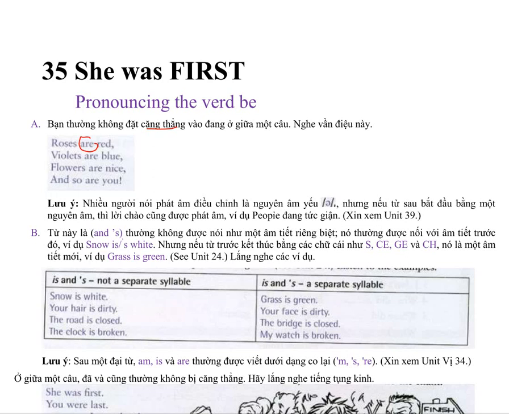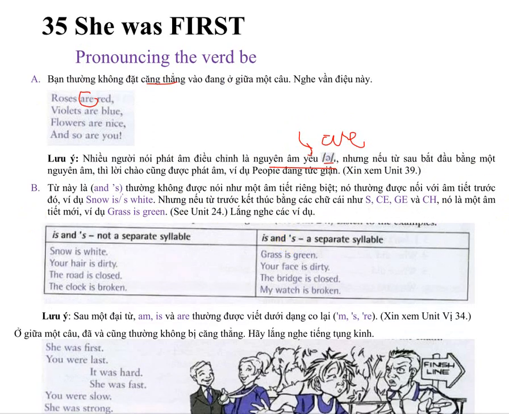Đa số là chữ A, người nước ngoài họ nói thành chữ ơ luôn các bạn. A thành ơ, nhẹ nhàng là ơ, là nguyên âm yếu. Và nếu từ phía sau bắt đầu bằng âm R thì âm R cũng được nối theo luôn. Âm R nó sẽ nối phía sau các anh chị các bạn. Tôi cho nghe tiếp, tôi chỉ cho các anh chị các bạn.